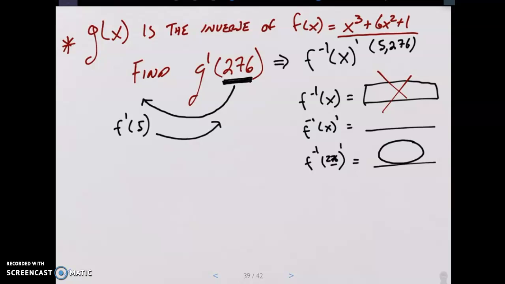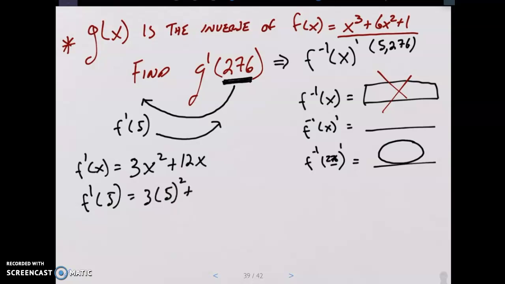So let's find what f prime of x is first. f prime of x is equal to 3x squared plus 12x. Pretty simple, right? So now I'm going to find what f prime of 5 is. 3 times 5 squared plus 12 times 5. And that's going to be 135.